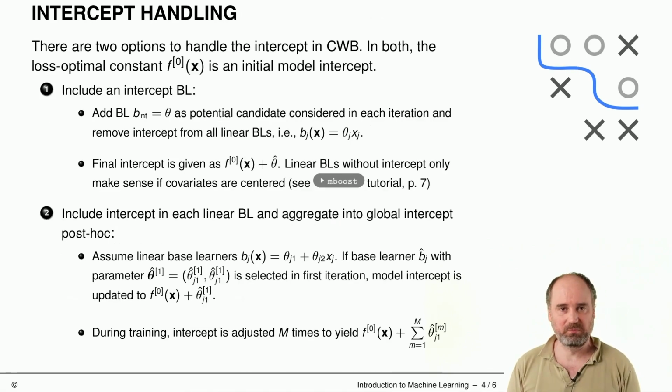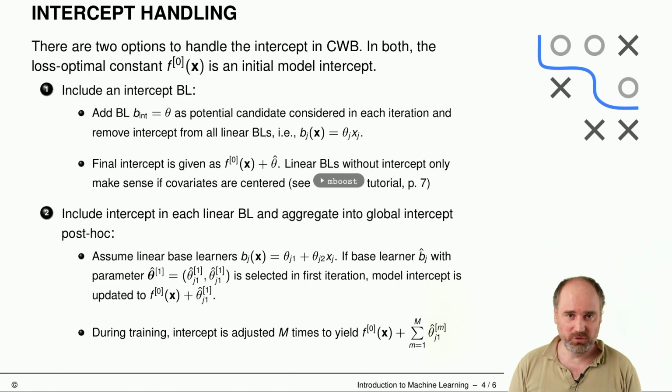Okay, a few comments about intercept handling. That's also a little bit special here. So again, there are two options. One option is to include a specific base learner for the intercept. So you just have a constant function, and that gets also added into the pool, and you can adapt that in every single iteration. And then you would remove the intercept from all of the other base learners. So they would all be, in a certain sense, zero mean.